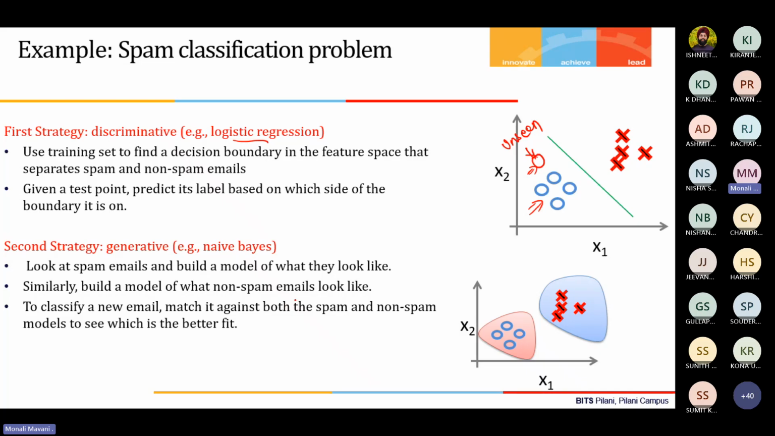Then we have a generative classifier, where this is something like a feature space. How does a spam email look, and how does a non-spam email look? Say, for example, if I take a cat and dog example, how the cat looks and how the dog looks will be learned by the model. Then when a new unseen picture comes, the model will be able to distinguish whether it is a cat or a dog. So this is just to understand, with a real example, how generative works and how discriminative works.